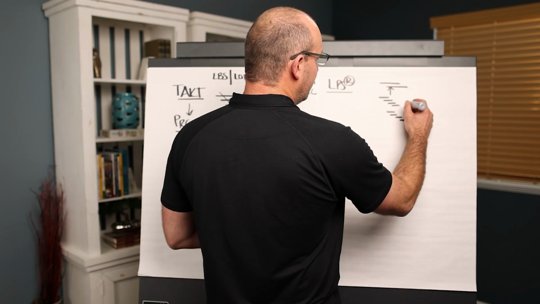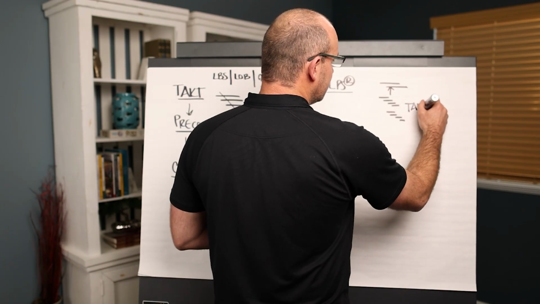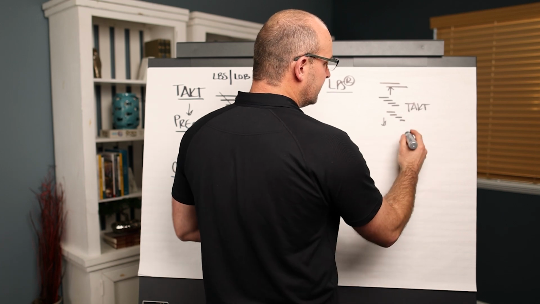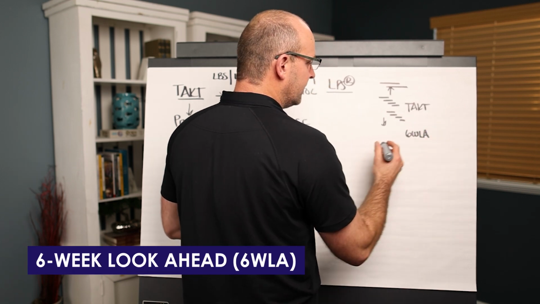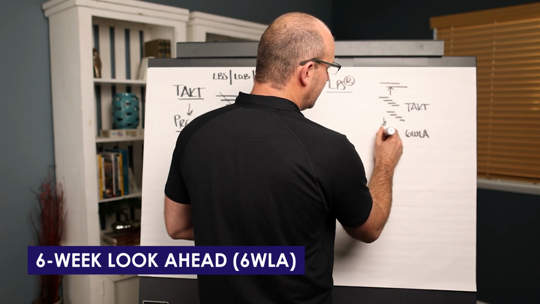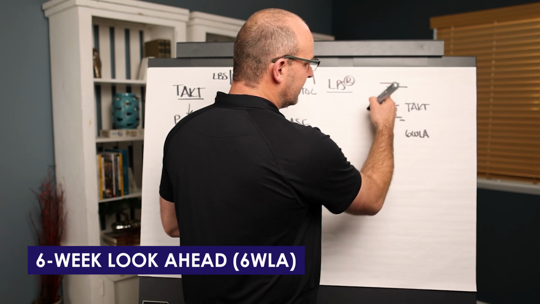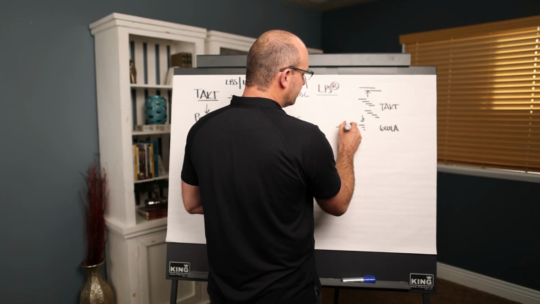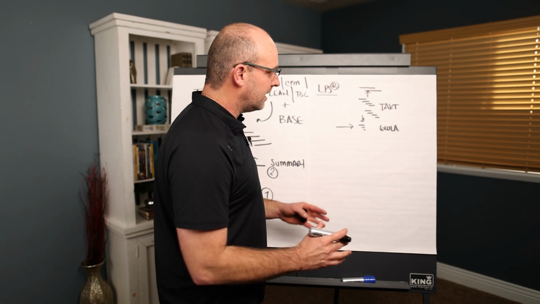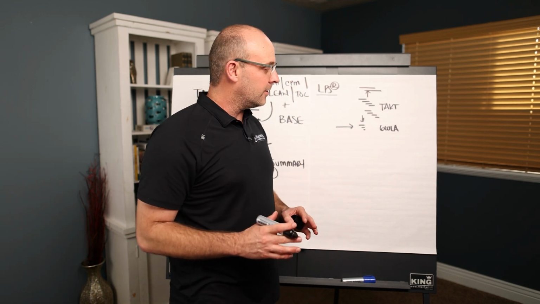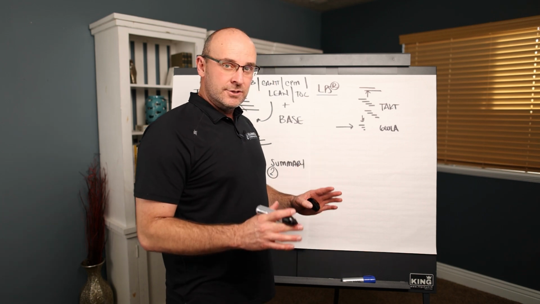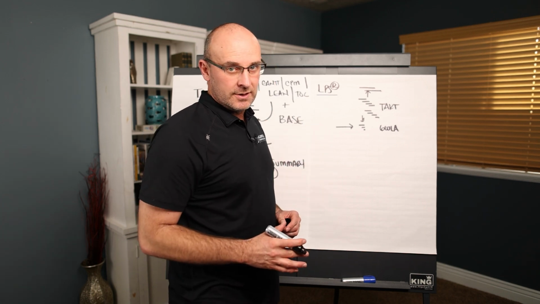Okay, so if you have your Takt as the base, then all you do is bring down the 6WLA, your 6-week look ahead. From your Takt, you'll just bring down the filter for the 6-week look ahead. This is designed to really allow you to make work ready with the trade partners and to identify and remove roadblocks. And this is key.